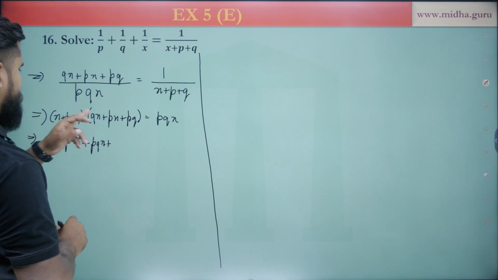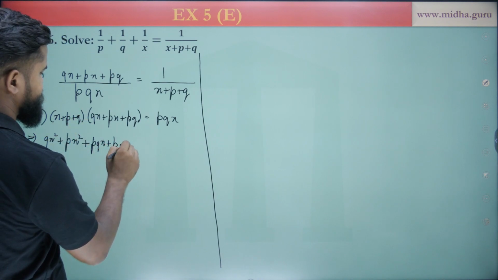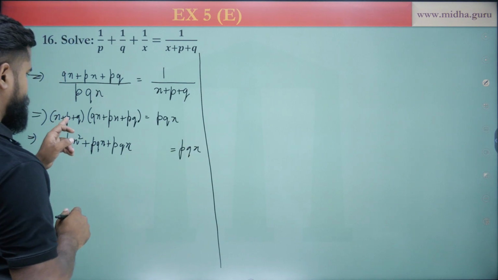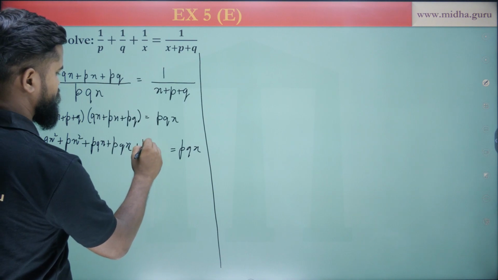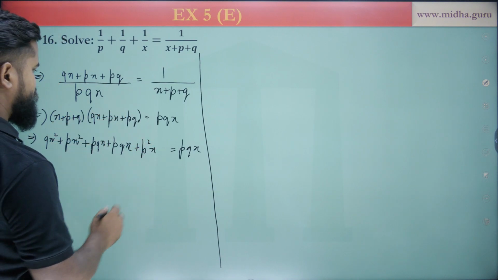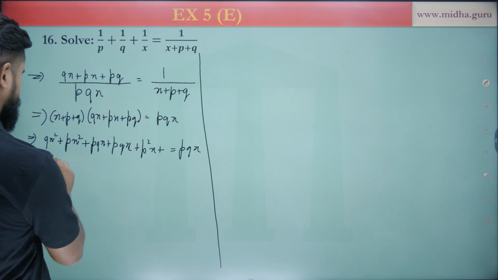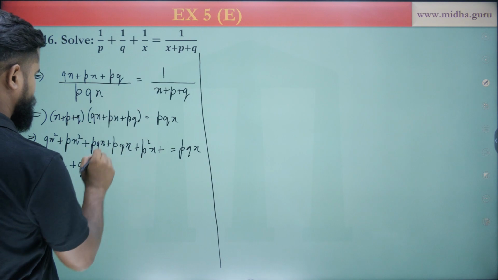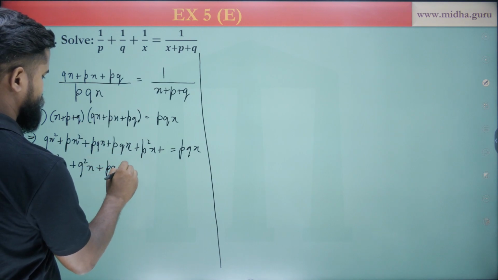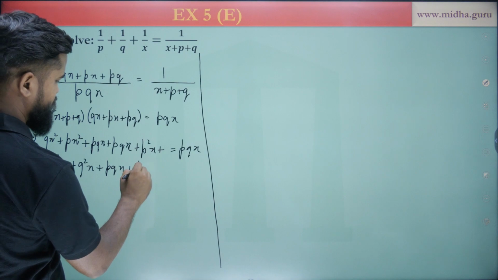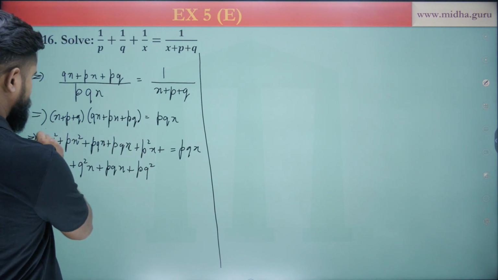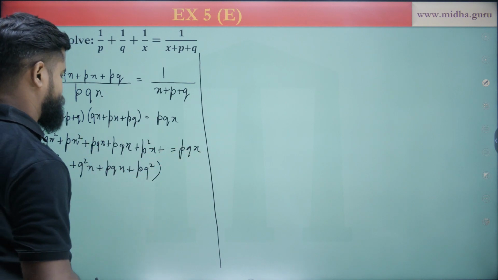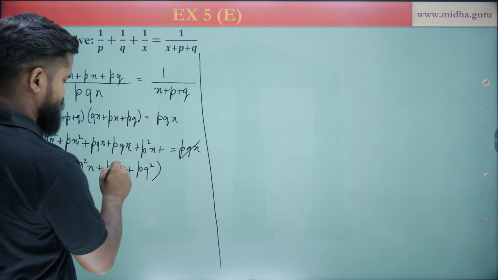Then when I multiply p here, I get pqx. This side will be pqx as usual. Then p into px will be p square x. Then p into pq will be p square q. Then q into qx will be q square x. Q into px will be pqx. And q into pq will be pq square. So this entire algebraic expression is equal to pqx. Now we have plus pqx on both sides, we will cut it off.